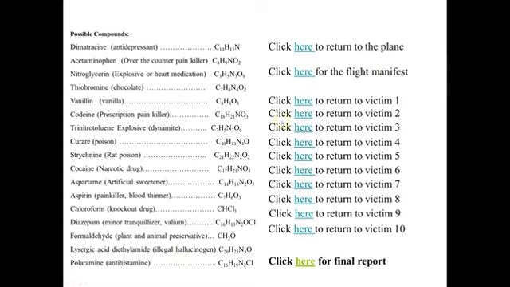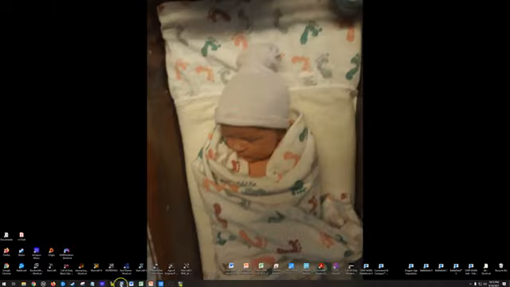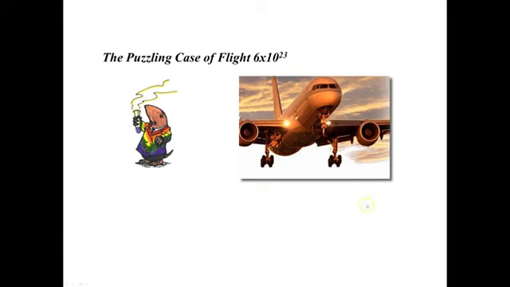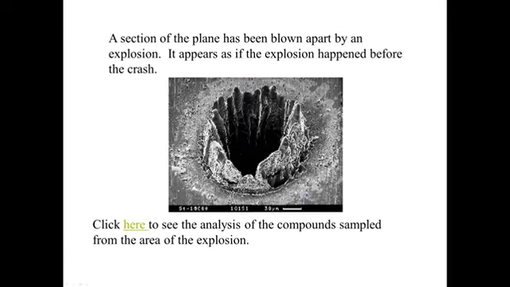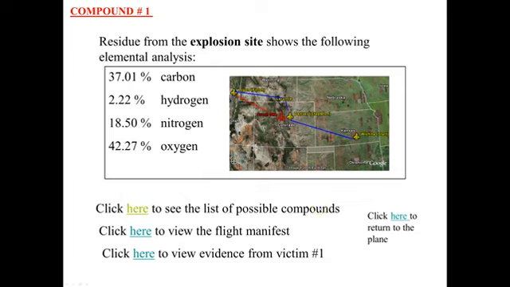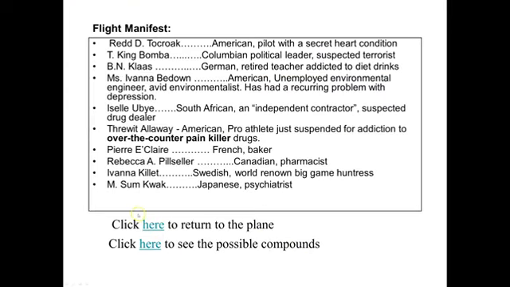All right, let's go back to our compounds and look here. So let's continue. We talked about that. So this is compound number 1 at the explosion site. Let's go ahead and look at the flight manifest. These are all the people on board.